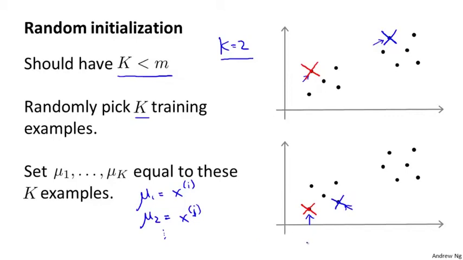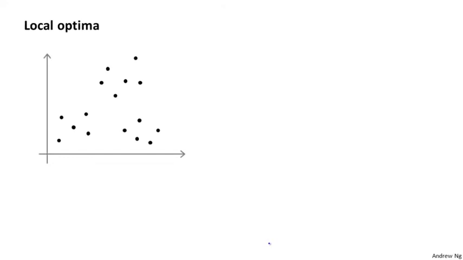So as is suggested perhaps by these two illustrations on the right, you might be able to guess that k-means can end up converging to different solutions depending on exactly how the clusters were initialized. And so depending on the random initialization, k-means can end up at different solutions. And in particular, k-means can actually end up at local optima. If you're given a data set like this, well, it looks like there are 3 clusters.